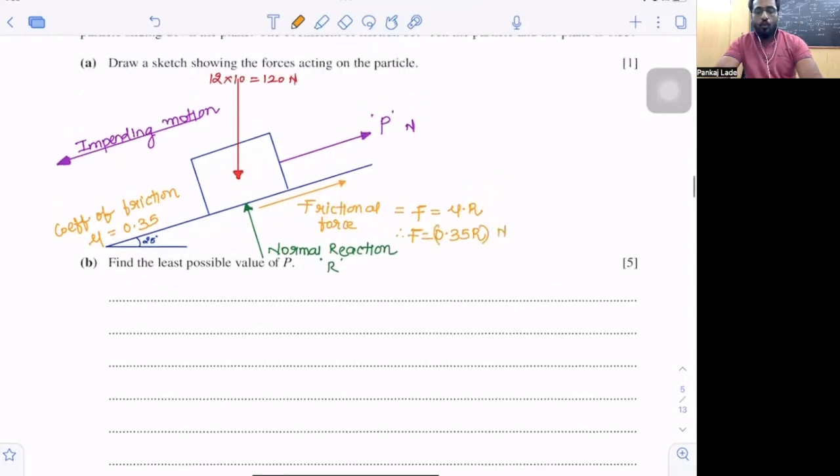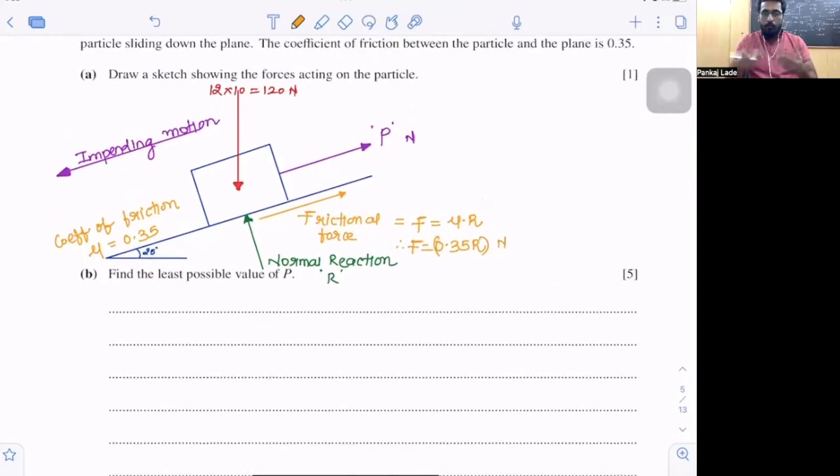Okay, so the block has some weight. Weight will always act in the vertically downward direction. The block is resting on a plane, so there will be a normal reaction. The block is held from going down, prevented by a force P, which is acting parallel to the inclined plane. Since the block is trying to go down, its impending motion is in the downward direction, so there will be a frictional force acting in the upward direction. These are the four different forces acting on the body, or I can say the particle.